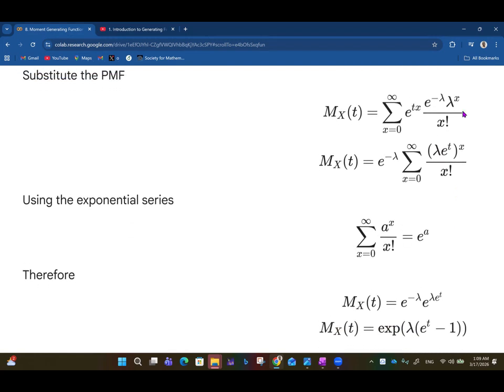So if you use the exponential series, the summation from x equals 0 to infinity of any a raised power x over x factorial would usually be given as e raised power a. So m x of t is e raised power minus lambda multiplied by e raised power lambda e raised power t. Putting these two together, m x of t is the exponent of lambda e raised power t minus lambda. That's lambda times (e raised power t minus 1).